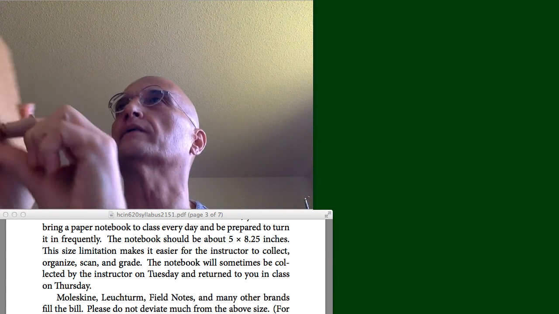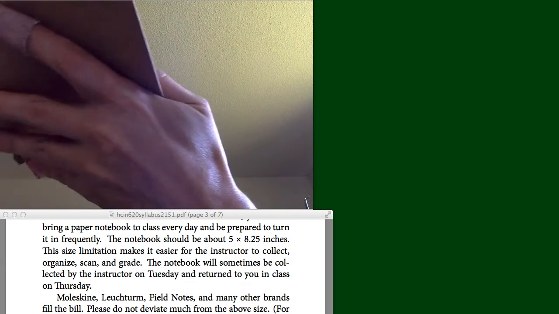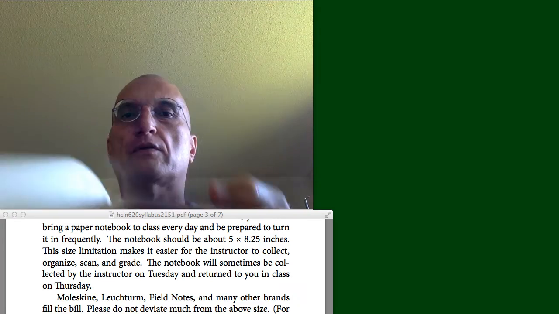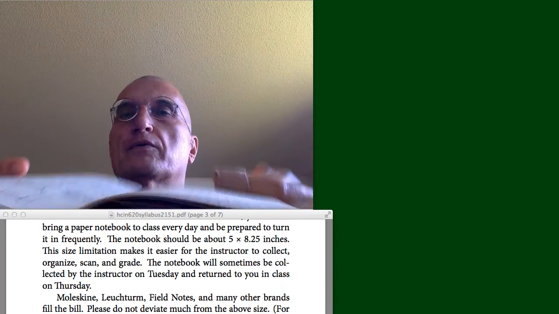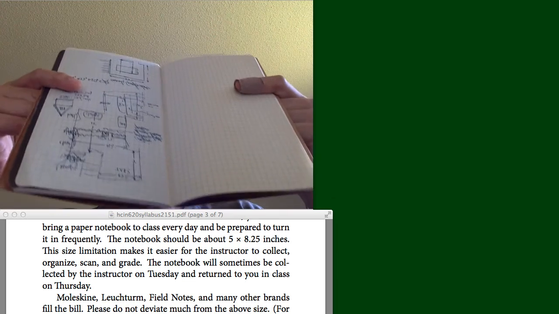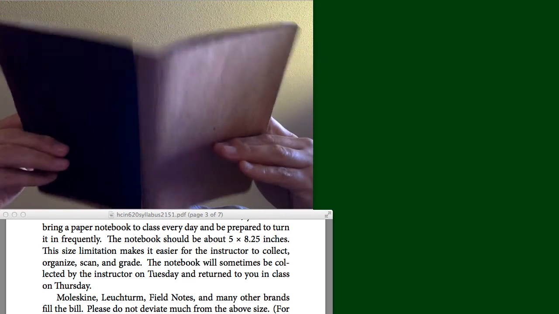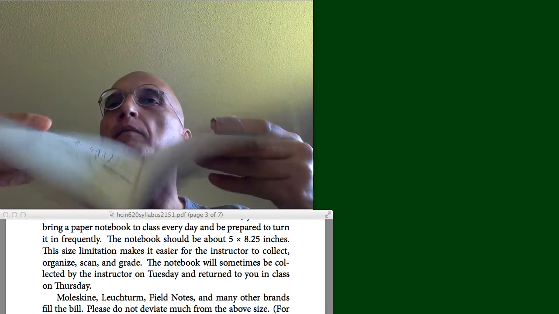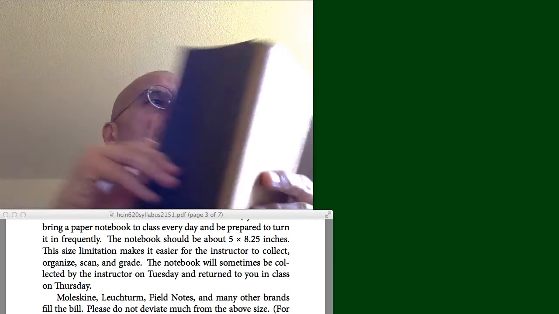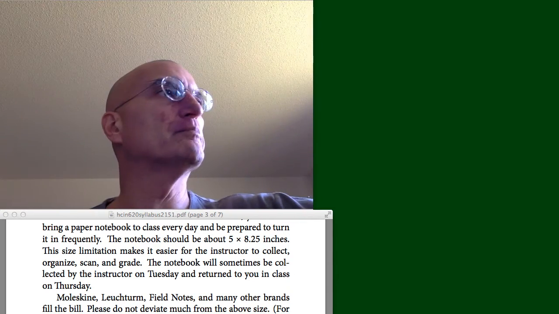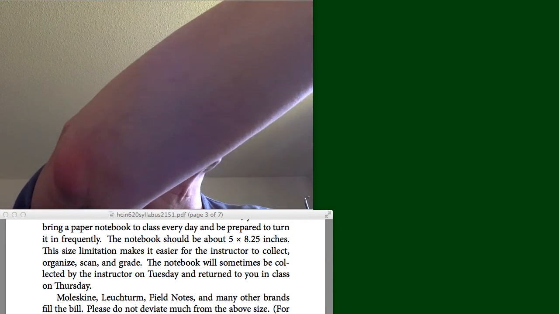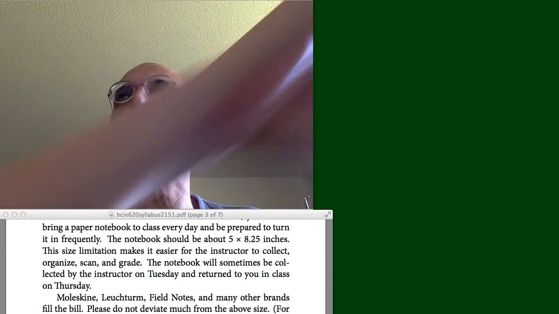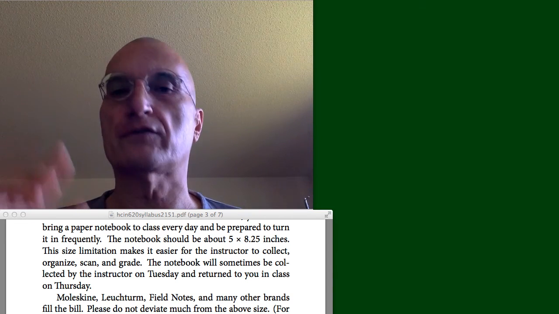This particular one is a Moleskine. I don't know if you can see it here. Let's see, where's my camera? Oh, okay, here's the camera. So I need to put it like this. And mine is a Moleskine of the 5 by 8.25 dimension. I also have around here some other ones. I have Leuchtturm and some other brands.